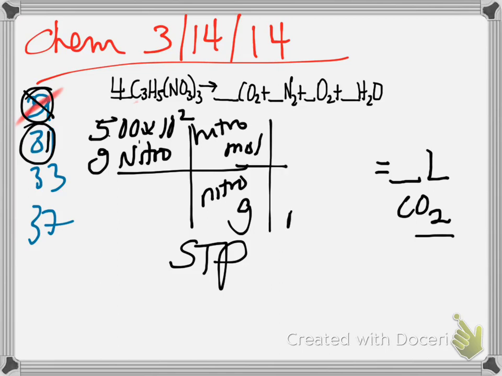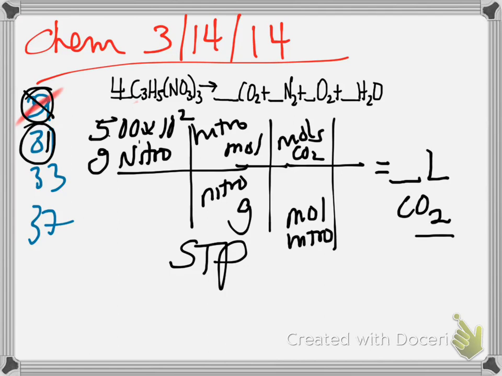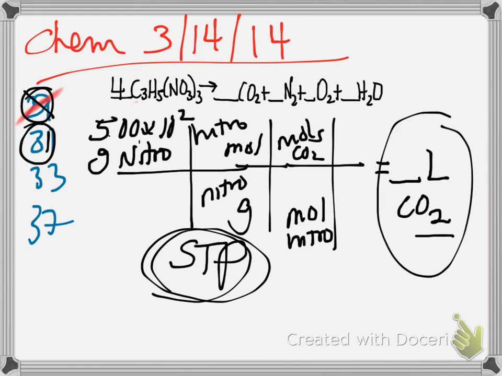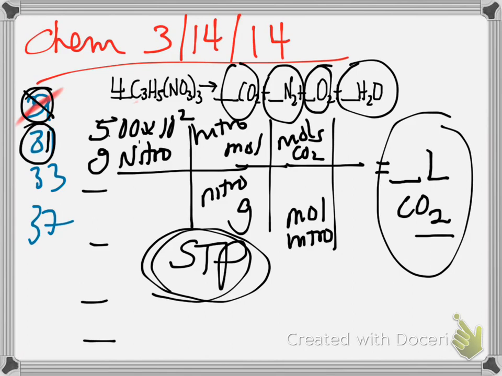And then we're going to go moles nitro to moles of our first gaseous product. For moles of our gaseous product at STP, do we have a way to get to liters of a gaseous product? Yes, we do. And you're going to do 4 factor labels, one for each of these products, and add them up.